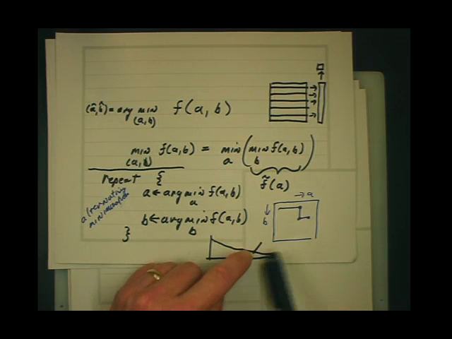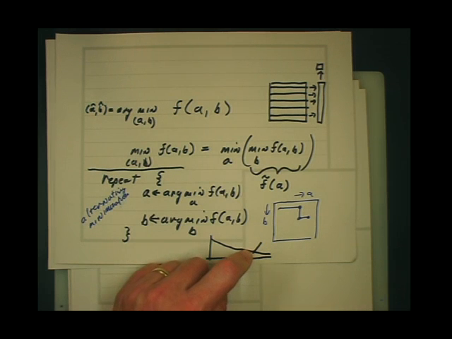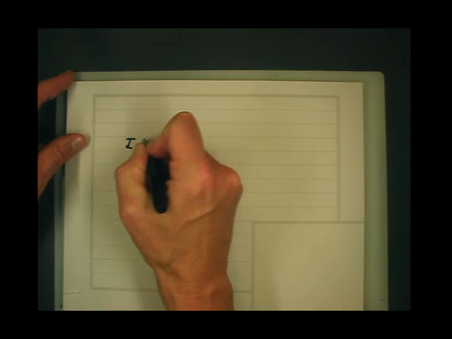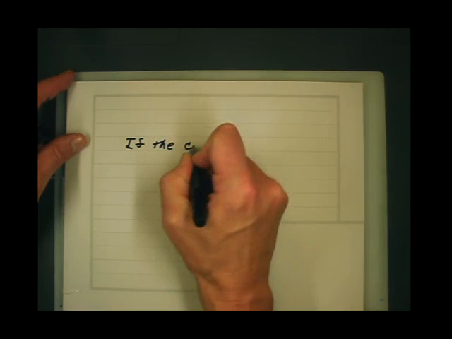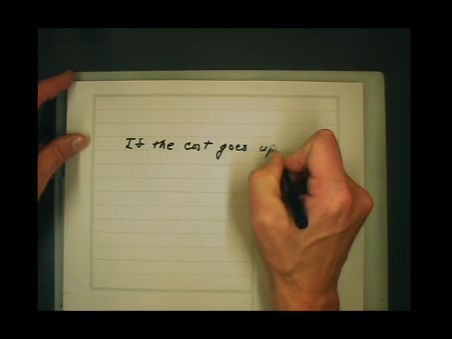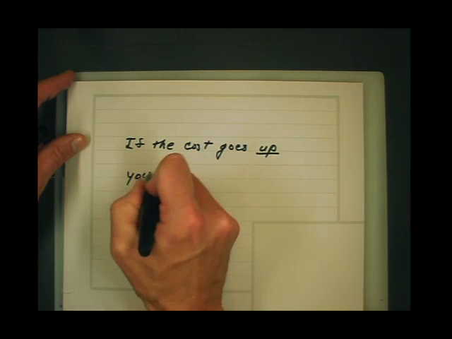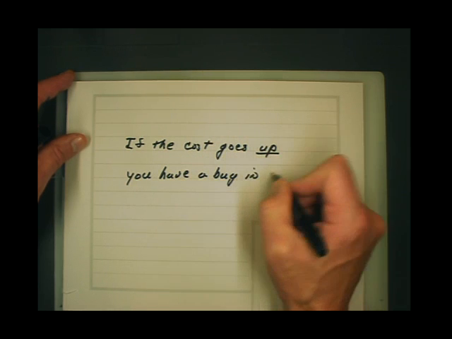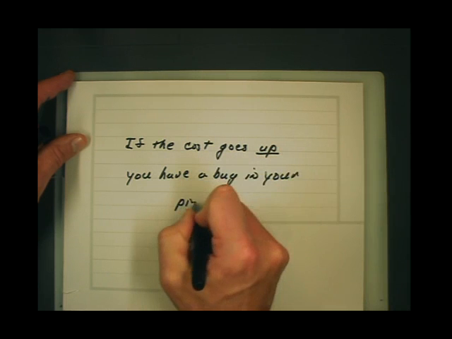That if this thing goes up, you have a bug in your program. I'm going to write this down, because it is so profound that you're not going to remember it otherwise. I say, if the cost goes up, you have a bug in your program.